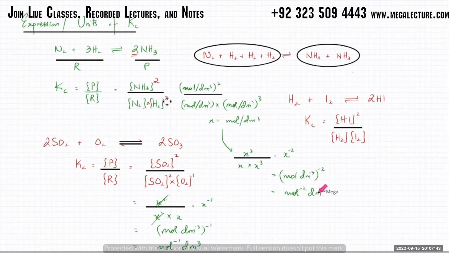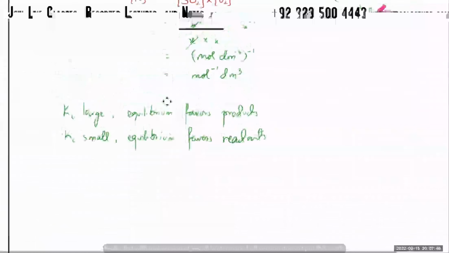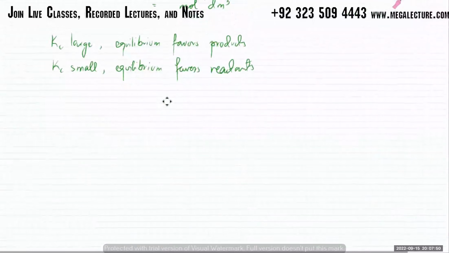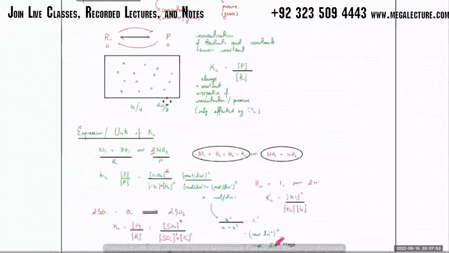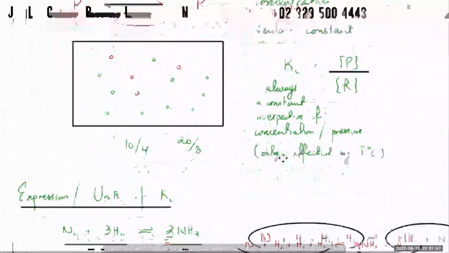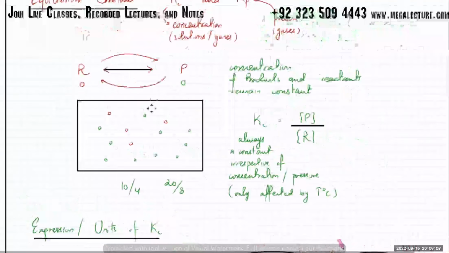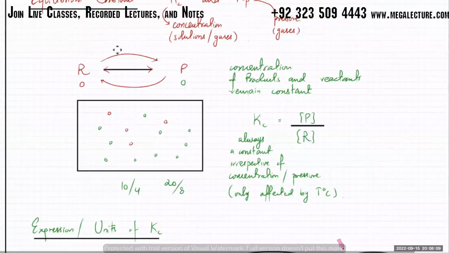We did some expressions for Kc, and I told you that Kc was a constant. There's only one thing that changes the value of Kc, and that is temperature. Always a constant, irrespective of concentration or pressure, only affected by temperature. So the ratio of the products and reactants in the equilibrium is going to be maintained no matter what. If you reduce the product, the reactant will make more products, and the ratio of the products to reactants will be maintained. So that is what Kc is.